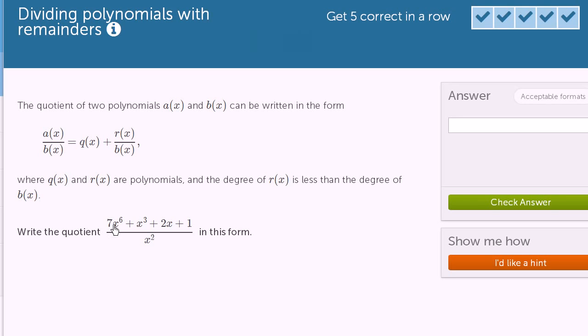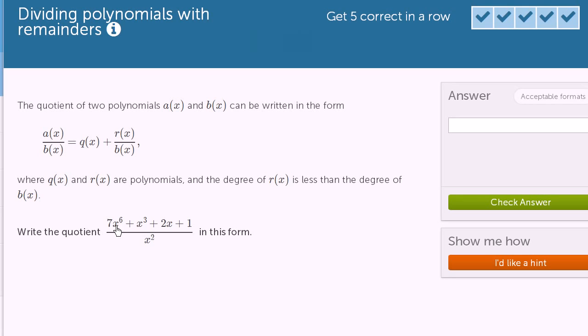Write the quotient 7x to the 6th plus x to the 3rd plus 2x plus 1 over x squared in this form. Well, this one is pretty straightforward because we're dividing by x squared. So you could literally view this as 7x to the 6th divided by x squared, plus x to the 3rd divided by x squared, plus 2x divided by x squared, plus 1 divided by x squared. So we could just do this term by term.